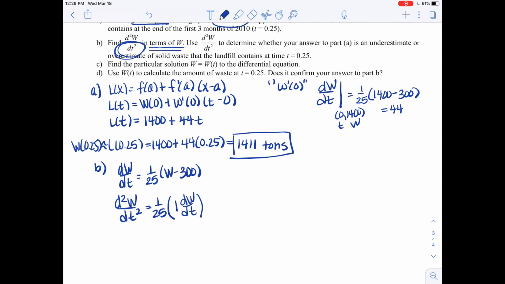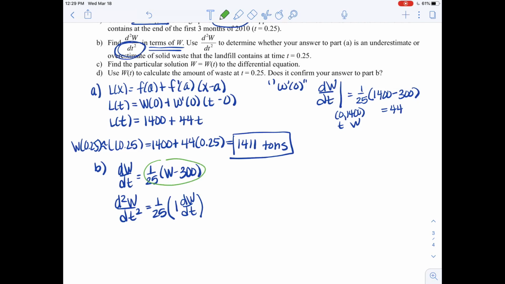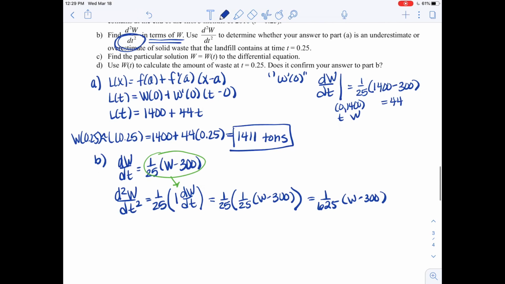To fully get in terms of w, I have to plug back in, and if you remember, this always happened with second derivatives during implicit differentiation. You always had to plug your original derivative back into your second derivative to get it in terms of that variable. So I'd have 1 over 25 multiplied by 1 over 25 times w minus 300. You don't have to simplify that much. You could leave it just like that, or if you wanted to clean it up, it's 1 over 625 times w minus 300. Okay, so you found the second derivative.